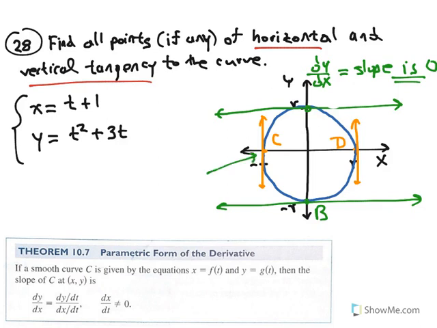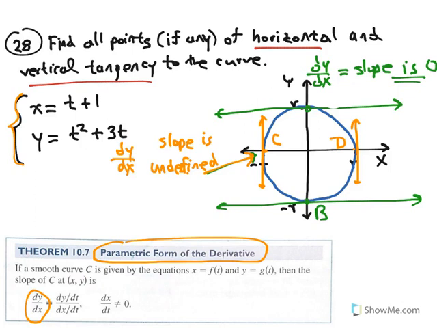The slope of a vertical line is undefined. So you will have a vertical tangent line when the slope is undefined. And of course, the slope is given by dy/dx. And since we have a set of parametric equations, to find dy/dx we use Theorem 10.7, the parametric form of the derivative, which is dy/dt over dx/dt.